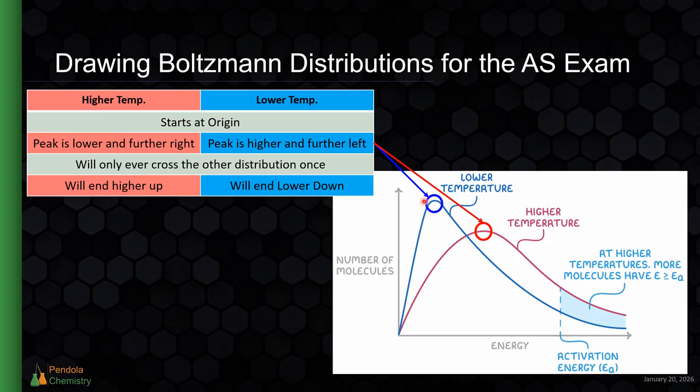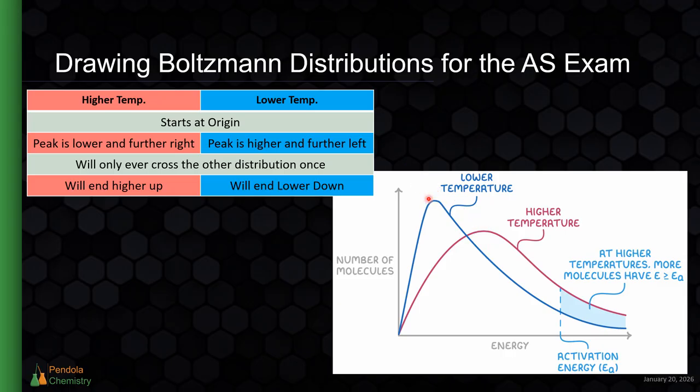So we can see that here. For the higher temperature, the red one's lower and farther to the right, whereas the peak for the lower temperature, the blue one, should be higher and farther to the left. And we can see that here, how the blue one is to the left of the red one and higher up. So that's another thing that they're looking for.